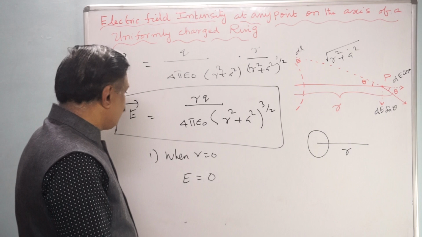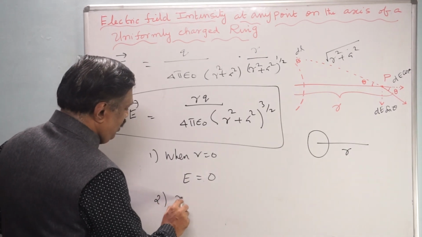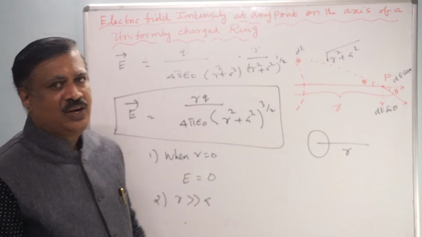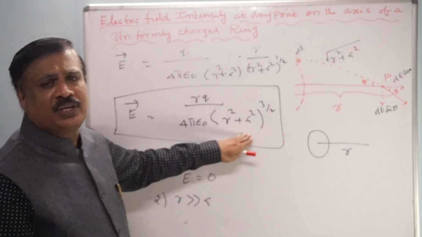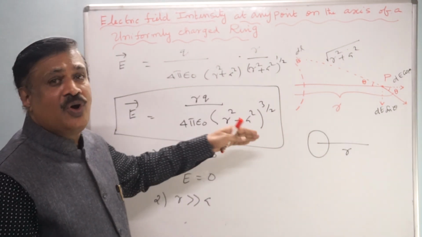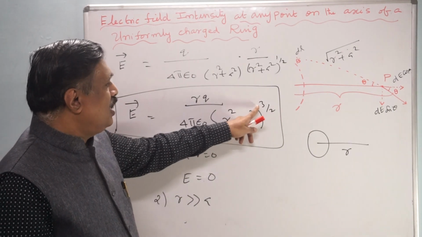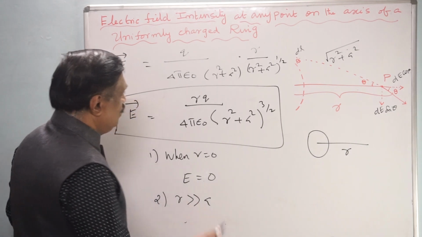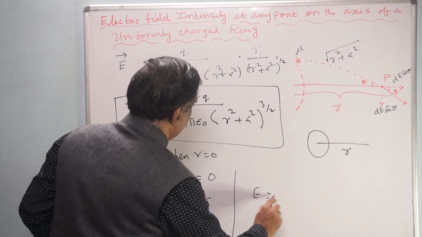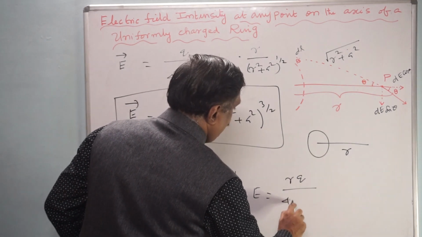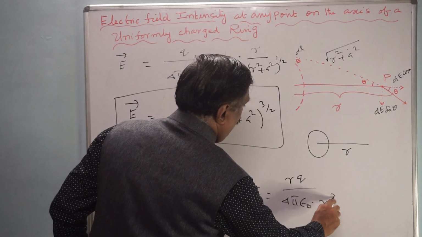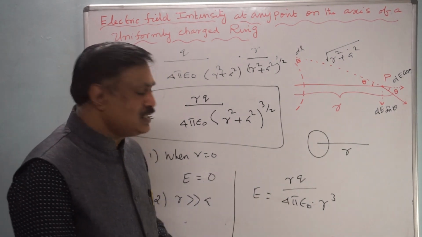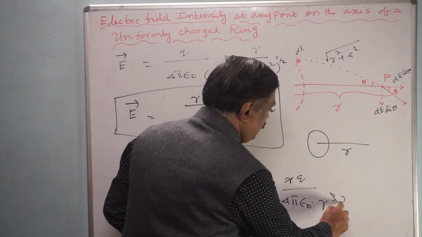Now let us go for the second case. When R is very much greater than A, that means the distance R is very large compared to the radius of the ring, then as usual you put A equal to 0. If you put A equal to 0, this will become R squared to the power 3 by 2, and this 2 and this 2 will cancel. Therefore E will be qR divided by 4 pi epsilon 0 R cube. Now you can cancel, and it will be R squared.